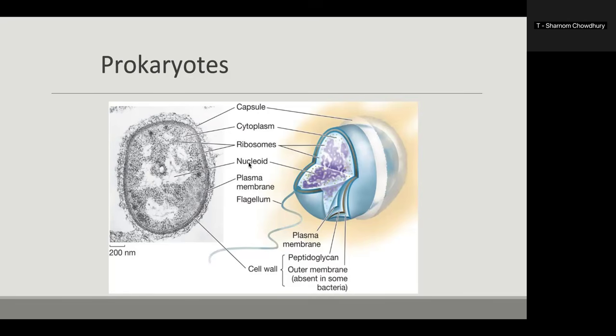Their nucleoid is similar to our nucleus region, except their nucleoid region is just a single DNA molecule. That's it. It's not as compact and not as complex as in eukaryotes. They also have a flagellum. Flagellum is extremely important because it helps move the prokaryote through its environment.